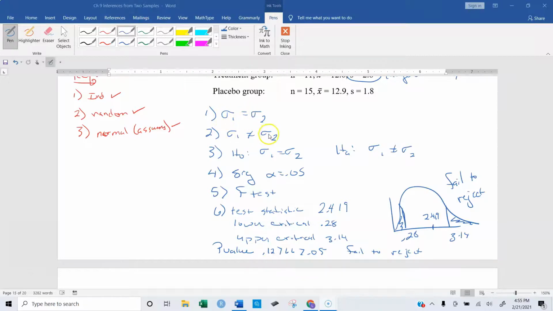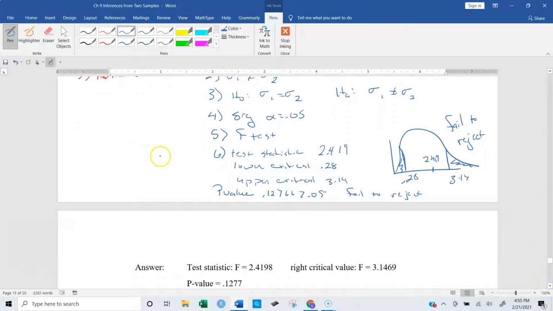So the opposite is they are not equal, which makes our null: the standard deviation 1 equals standard deviation 2, and the alternative is they are not equal. We had a significance level of 0.05. Since we're doing two populations and standard deviation, it is an F test. Now, when you did your StatDisk, you should have gotten, this part has to do with critical value, the lower of 0.28 and the upper 3.14. So here is your rejection region over here and here.